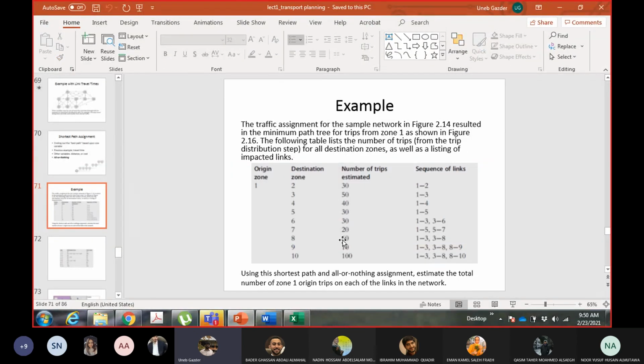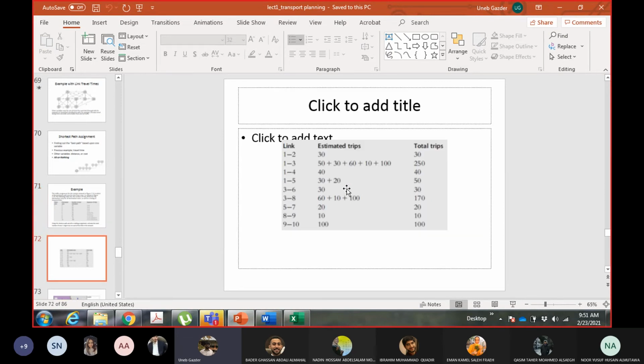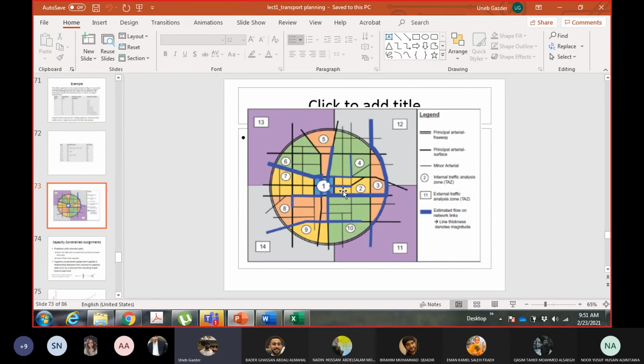So what did they do? Between each two zones, they already had the number of trips from the OD matrix. They estimated the link travel time or the link cost, whatever is suitable for you, and then you calculate the shortest path between the two zones, and you assign the trips to that shortest path. This is what they have done here as well, and on the basis of that, this is now the flow on the network.